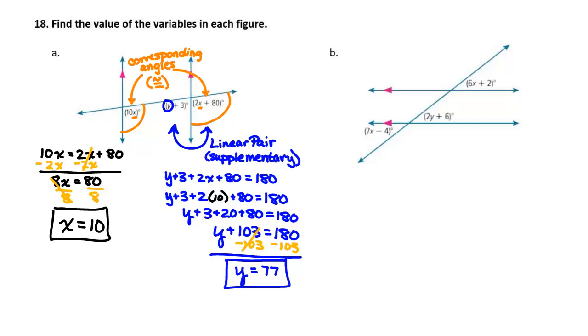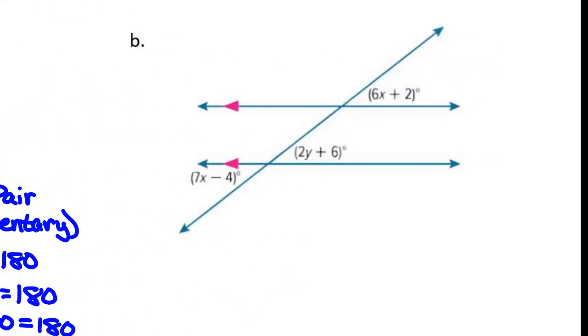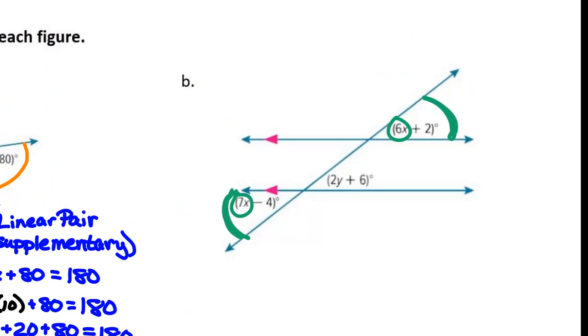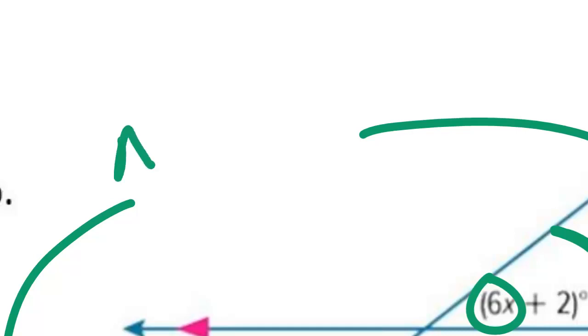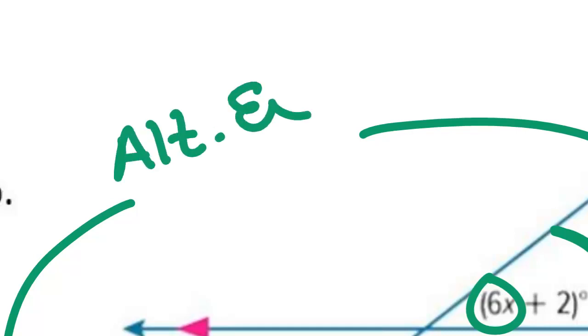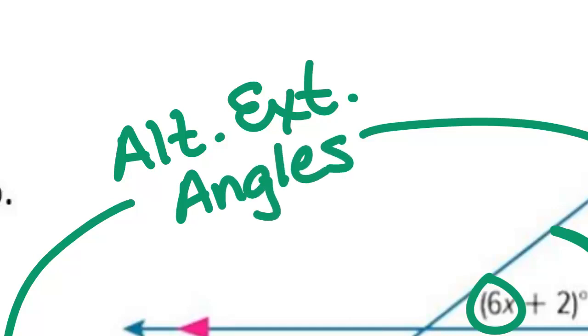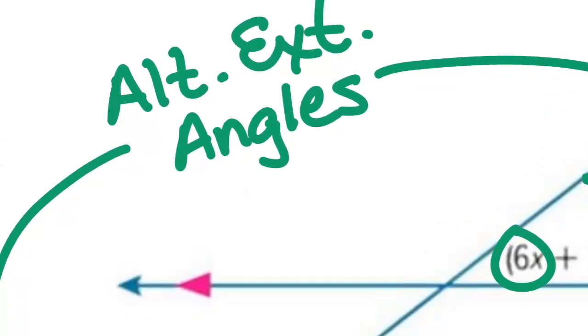Where should we start on part B? X. There's an x here and an x here. So I want to look at these two angles. What's the name for that pair of angles? Yes, alternate exterior angles. And what's the relationship on alternate exterior angles? They are congruent.